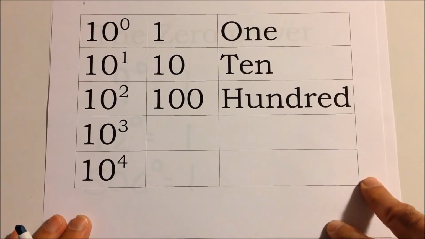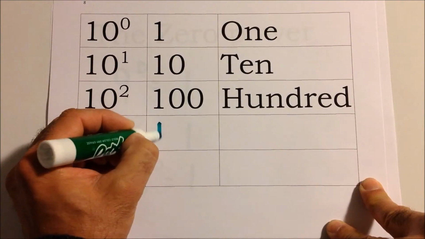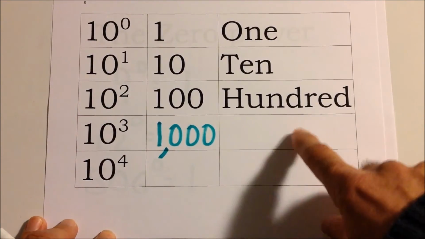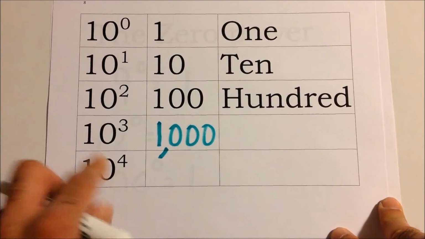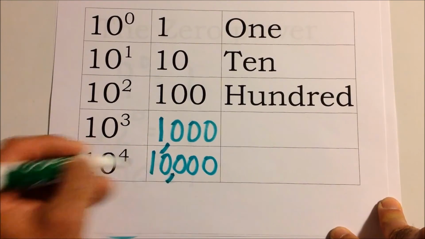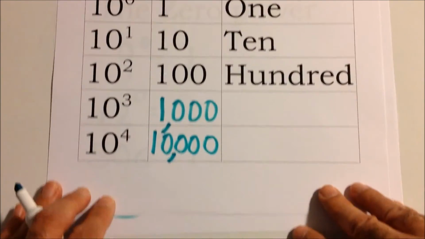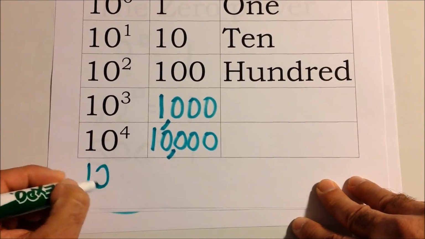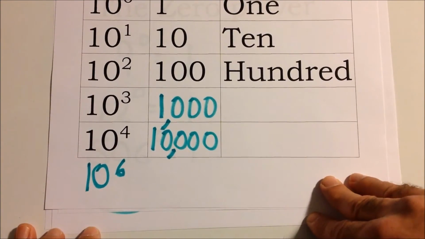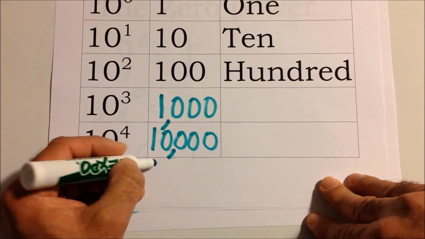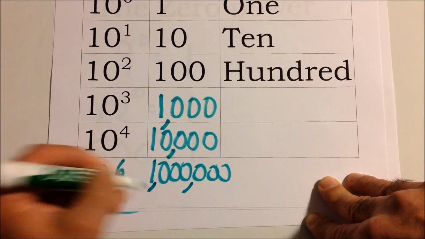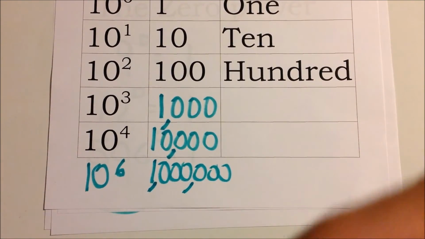Okay, well, the exponent tells you we should have 3 zeros, so make a 1 and have 3 zeros. 1,000, and that'll be 1,000. And this one, 4 zeros. 10,000. So I'm sure you can do this one. 10 to the 6th power. How many zeros should I have? 6. 1, 2, 3, 4, 5, 6. 1 million. 10 to the 6th power is 1 million.